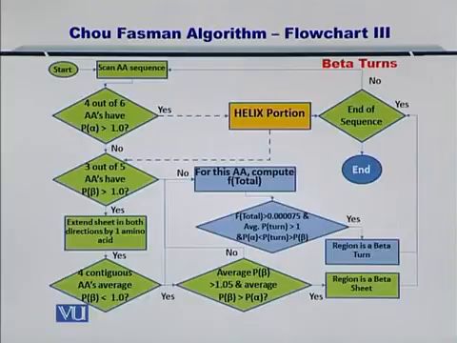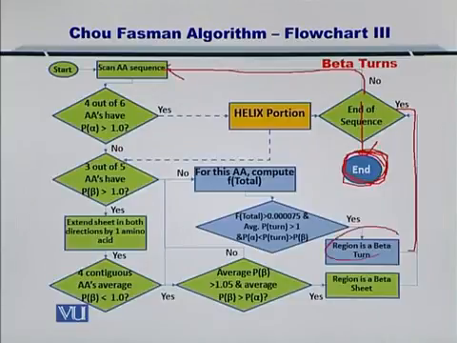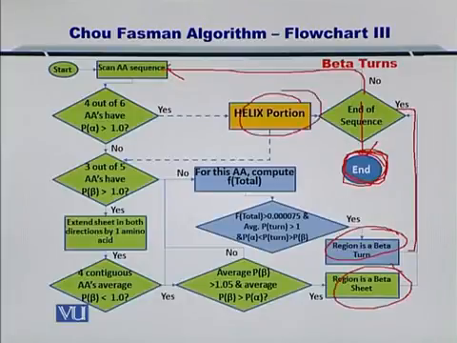So you continue to do that until you finalize the entire sequence, in which case you finish the prediction algorithm here. But if you still have amino acids, then you can continue to scan the sequence and finalize beta turns, beta sheets, and alpha helices like that.